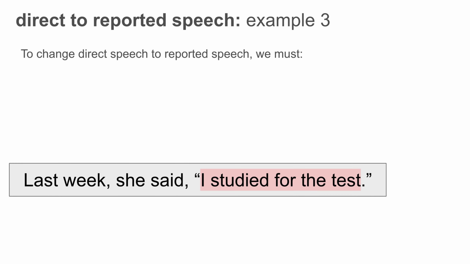So let's look at another one. Another example. Last week she said, "I studied for the test." Okay, let's look at this. We're going to first remove the comma.